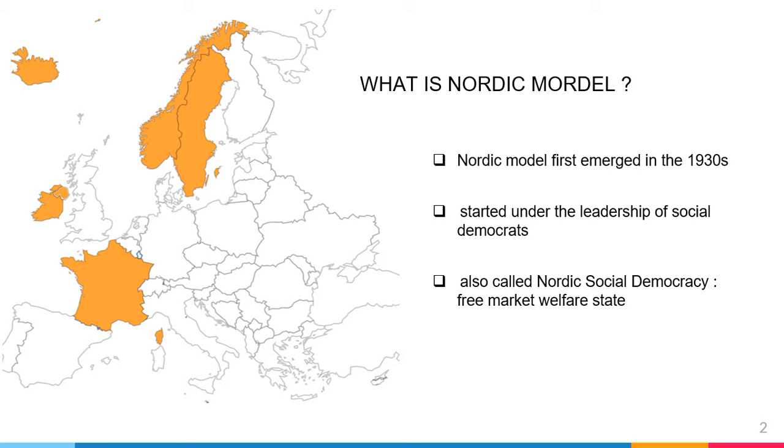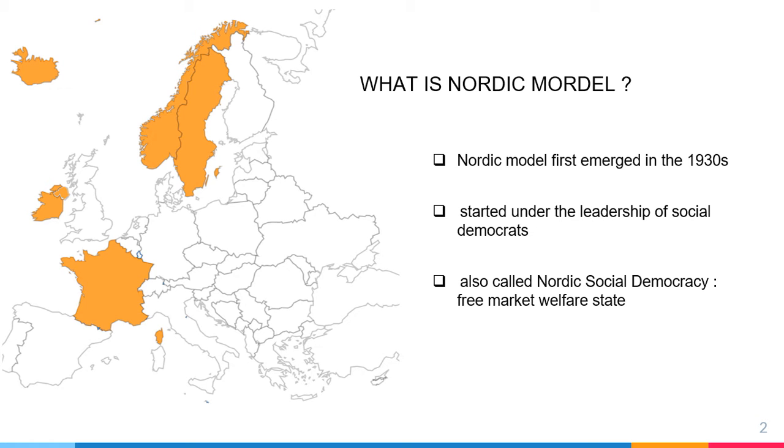So, what is the Nordic model? The concept of the Nordic model first emerged in the 1930s to refer to what was believed to be the distinct political and social system of Denmark, Finland, Ireland, Norway, and Sweden. It started in the 1930s under the leadership of Social Democrats, and the Nordic model began to gain attention after World War II, and it was a result of the Great Depression.